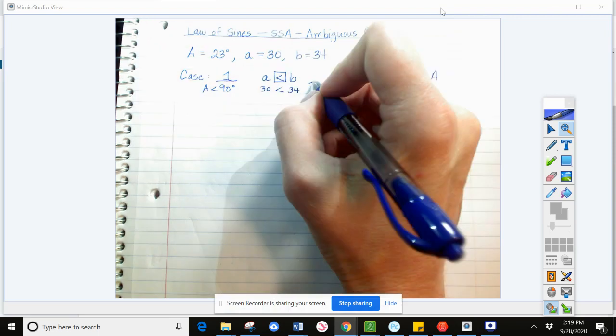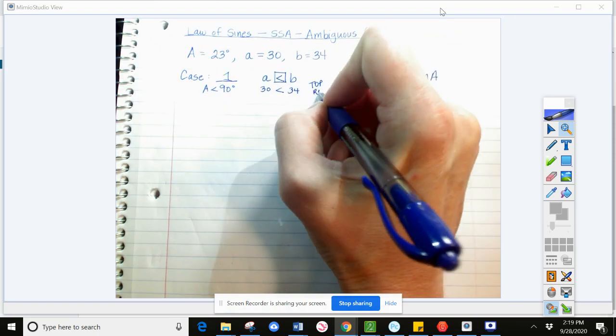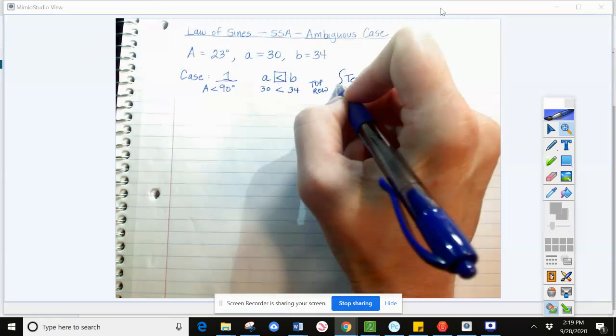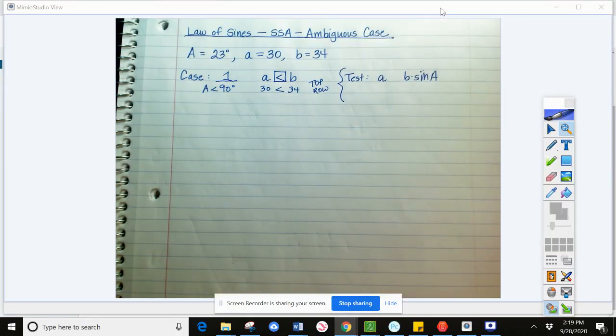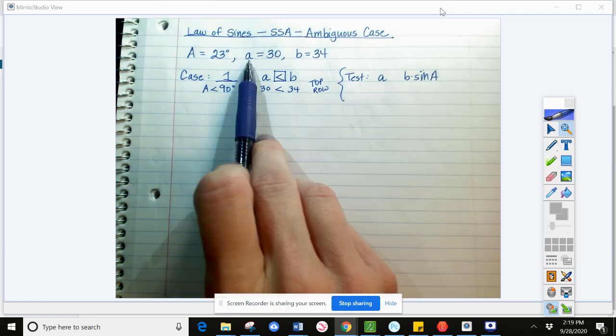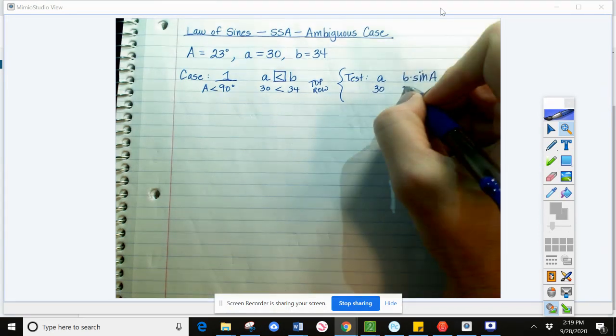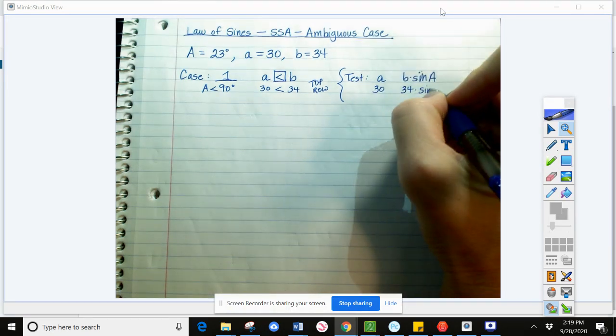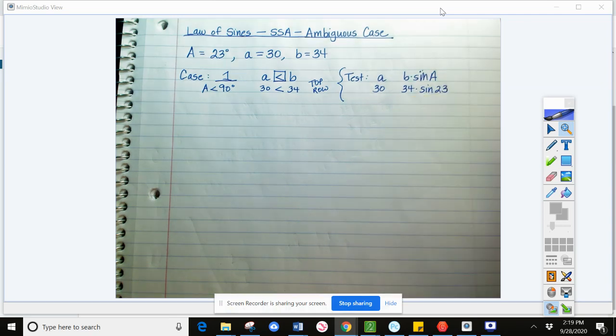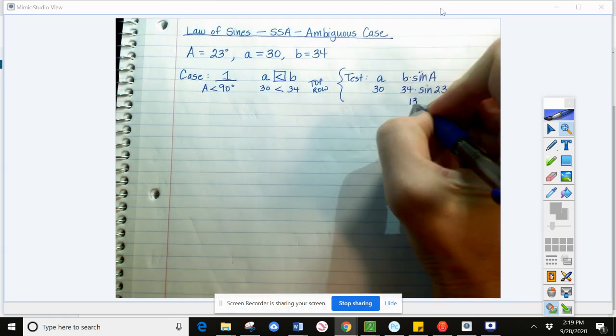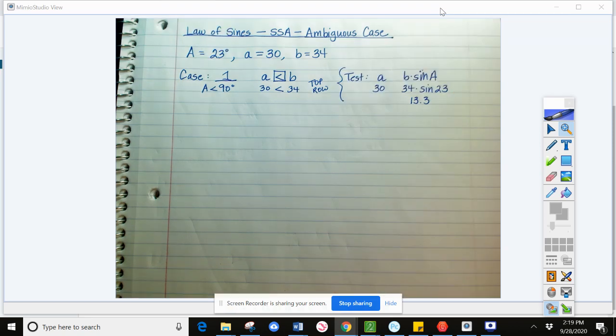If you're in the top row of the chart, what does that mean? You have to look at the test to see how many solutions this will have, because we are unsure if it will have 0, 1, or 2. So you take your A value, which is your side length of 30, and compare that to side B, which is 34, times the sine of the angle we were given, which is 23. In the calculator, you'll do a little figuring over here and find that 34 times the sine of 23 degrees is 13.3.